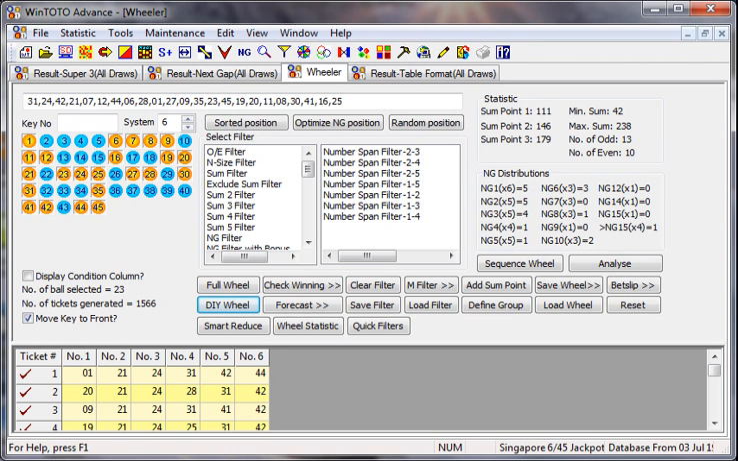Alright, so how much does 1,566 tickets cost you? Good question. It costs you only $783.